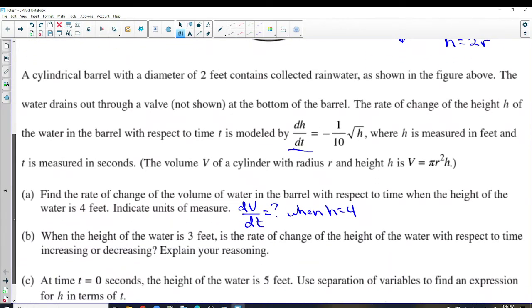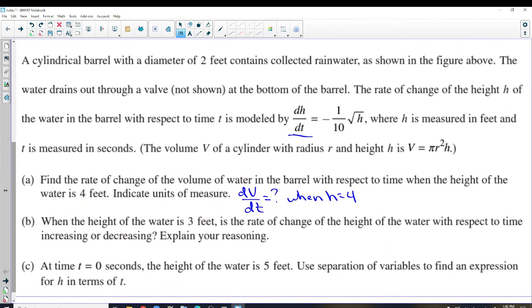When the height of the water is 3 feet, is the rate of change of the height of the water with respect to time increasing or decreasing? So is the rate increasing or decreasing? So that's the derivative of the derivative, the rate of the height of the water.